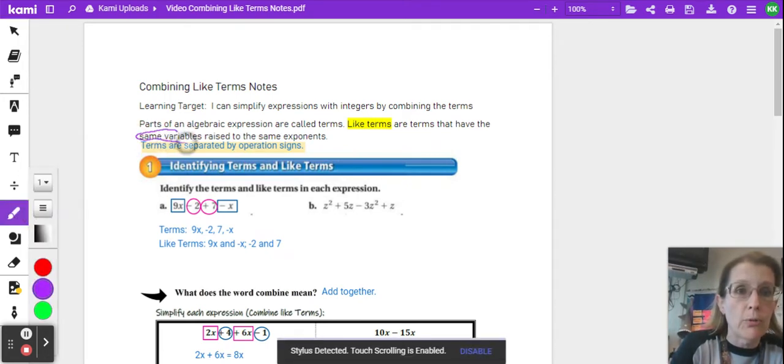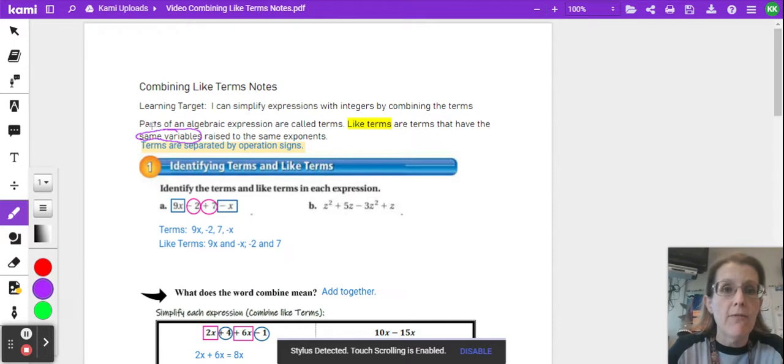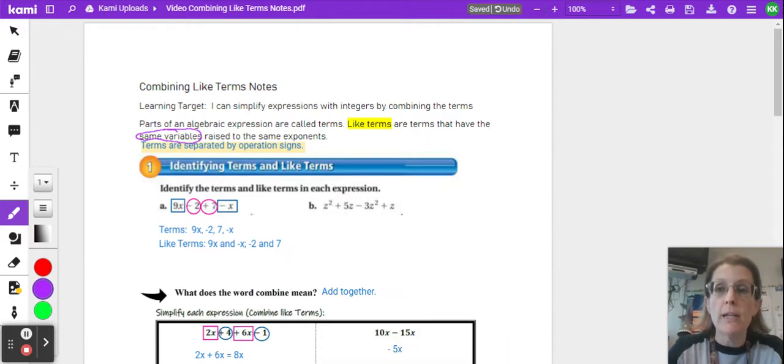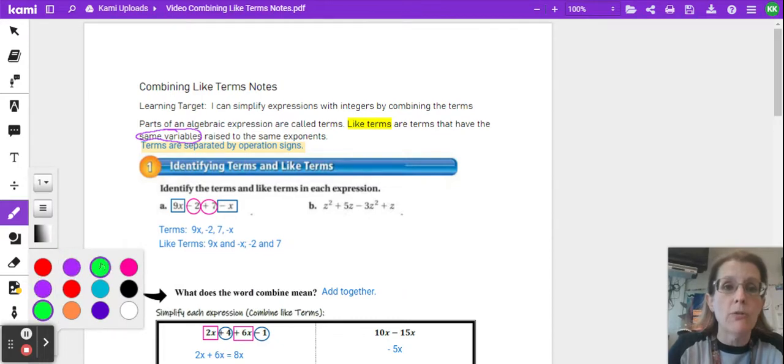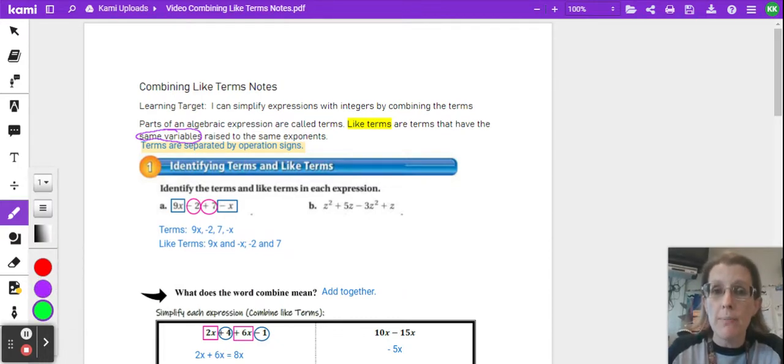So that's really important. We're going to be looking at the same variable, including constants, which do not have a variable, so constants are also like terms. So here's an example that's done for you. 9x and negative x, they are like terms because they both have an x. And then negative 2 and positive 7, they are like terms. The easiest way to do like terms is to shape code like we did when we did positives and negatives.